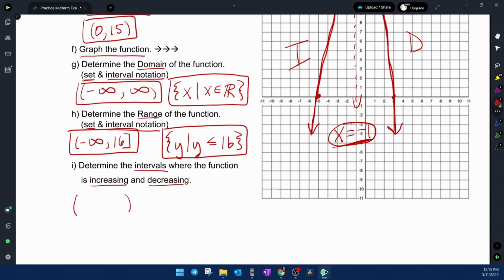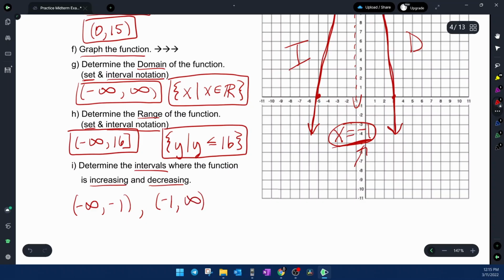Okay, so here we have increasing from negative infinity to negative 1. By the way, you do always use the value from the axis of symmetry. And the decreasing would be everything from negative 1 to infinity. There are those answers right there.